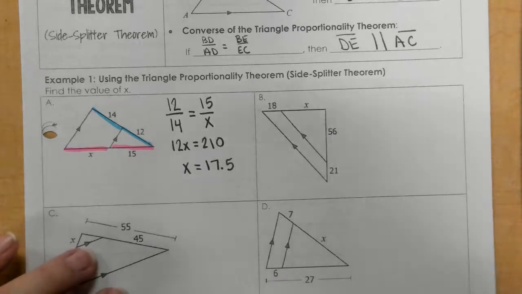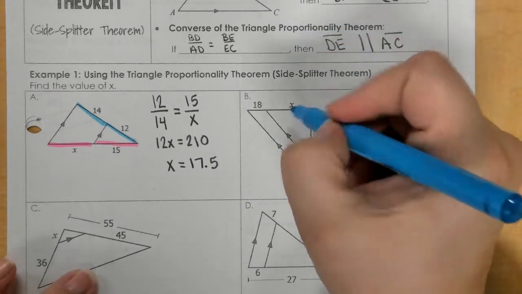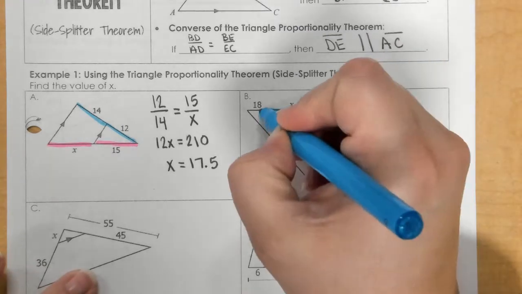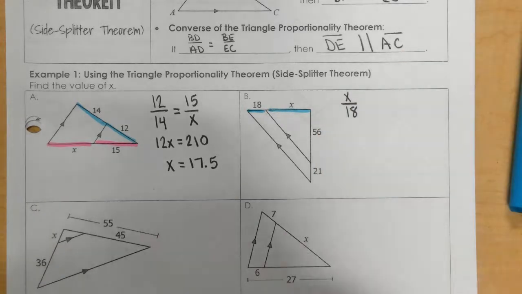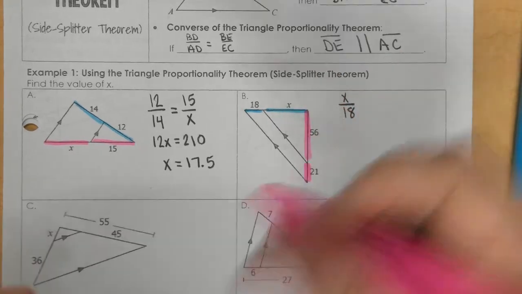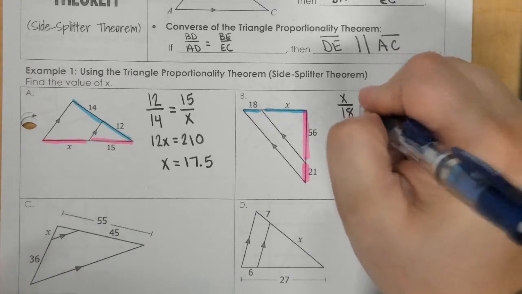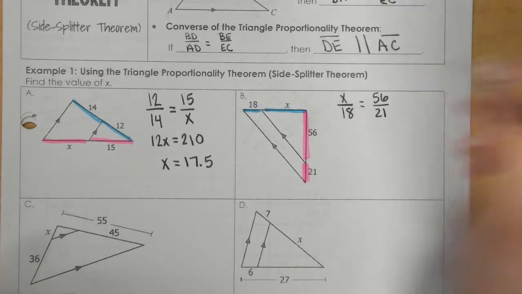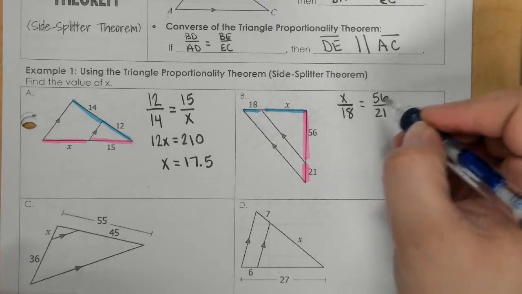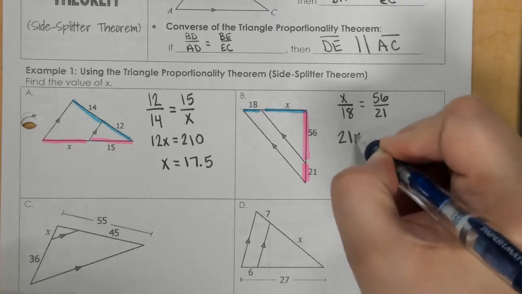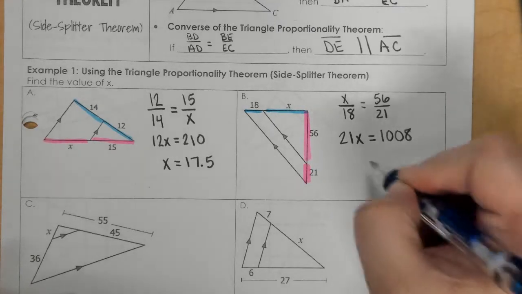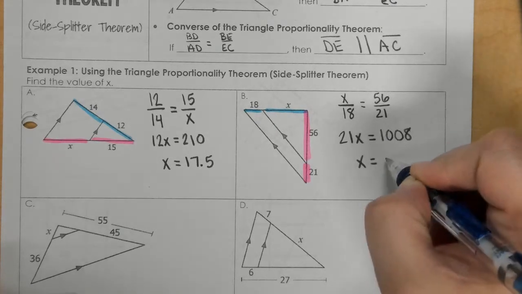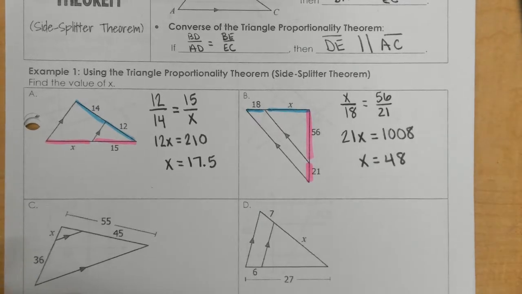Okay, so for part B, same idea. So we could go x over 18 and 56 over 21. And then cross multiply to solve. So 21x, and if I multiply 18 and 56, I get 1008. Divide by 21, we get 48.